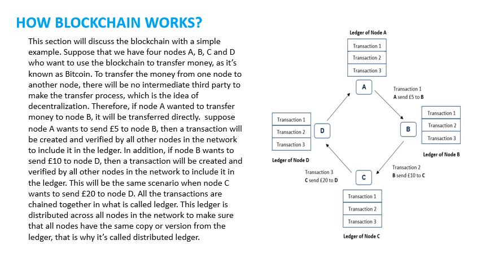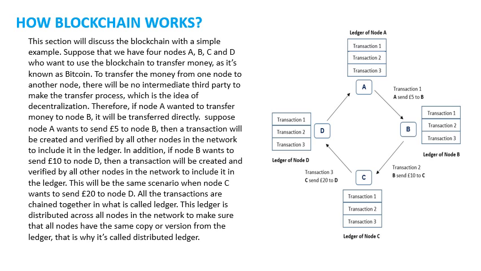Therefore, if node A wants to transfer money to node B, it will be transferred directly. Suppose node A wants to send 5 Bitcoin to node B, then a transaction will be created and verified by all other nodes in the network and included in the ledger. If node B wants to send 10 Bitcoin to node D, the transaction will be created and verified by all other nodes to include it in the ledger. The same scenario applies when node C wants to send 20 Bitcoin to node D.